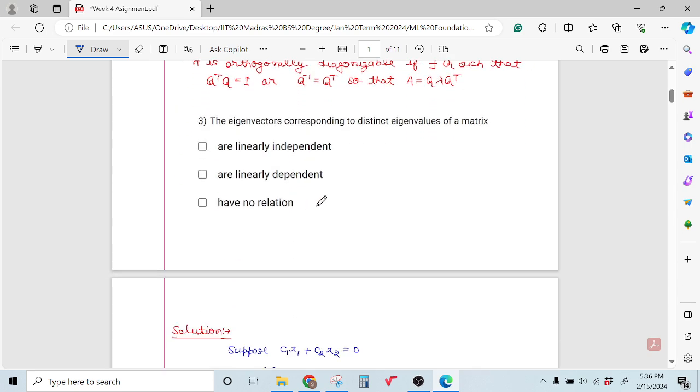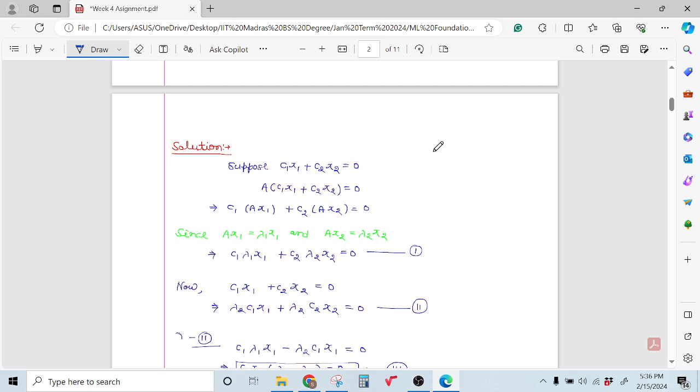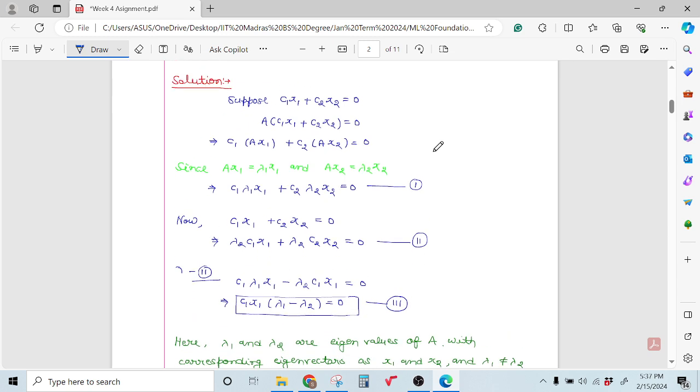The third problem is: the eigenvectors corresponding to distinct eigenvalues of a matrix. So we have seen in the above example that eigenvectors corresponding to distinct eigenvalues of a matrix are linearly independent. So the first option is correct.